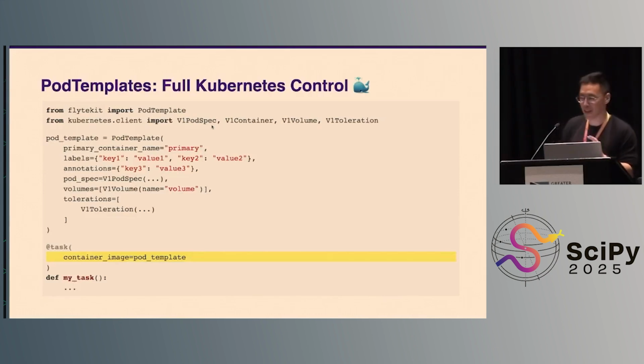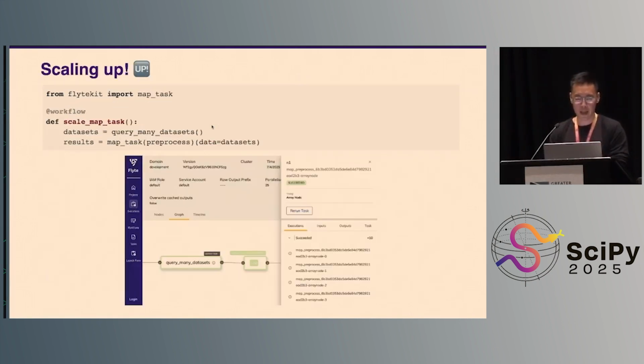And for those who need full control of Kubernetes, and you love Kubernetes, there's also something called a pod template. It's just a mirror reflection of what a pod spec is, but in Python. So this is when you want to write Kubernetes-like code, but with a Python-like SDK. So we support that with a pod template.